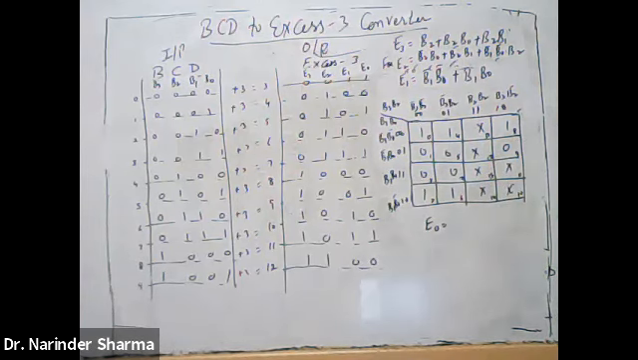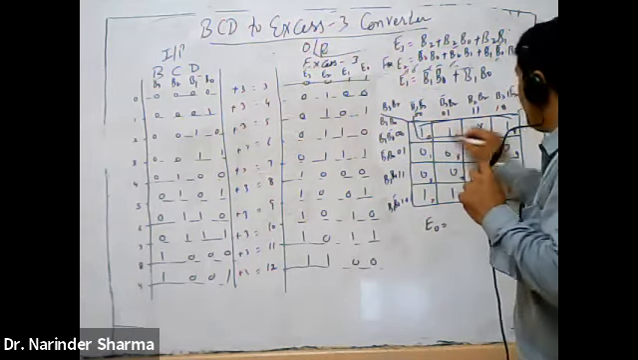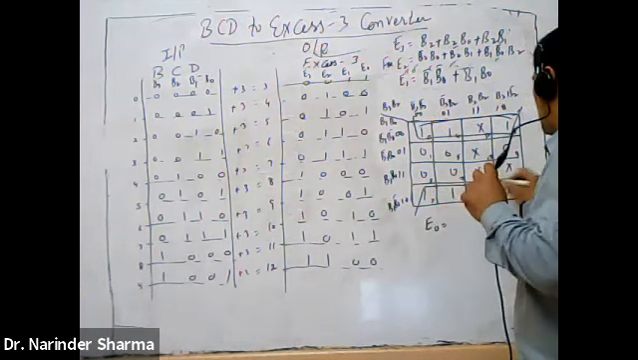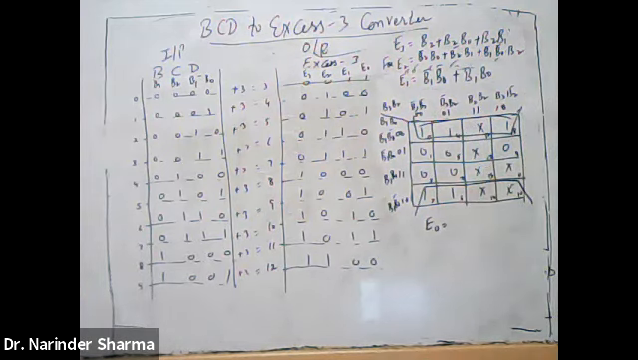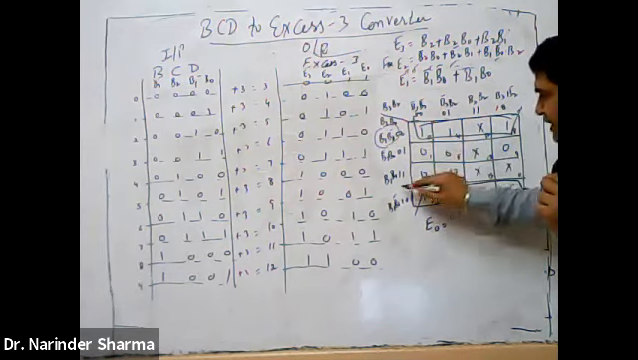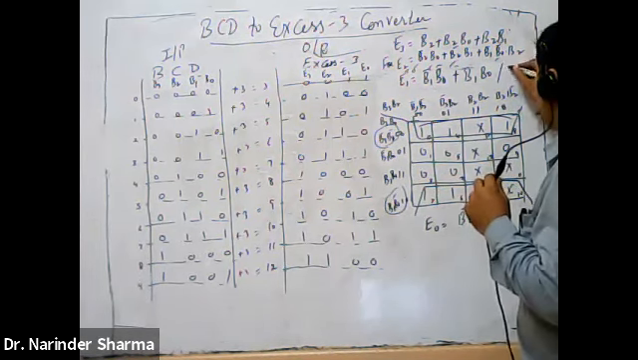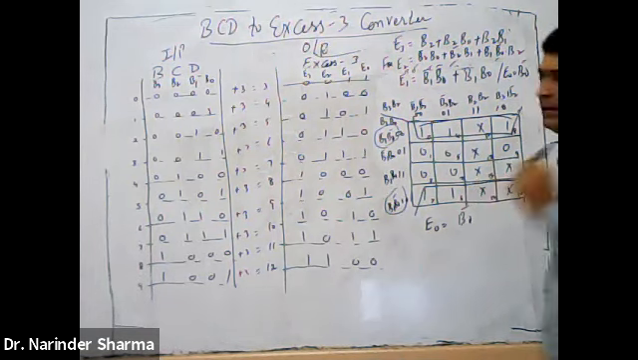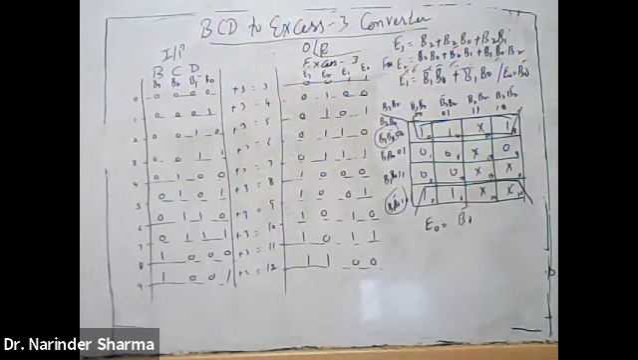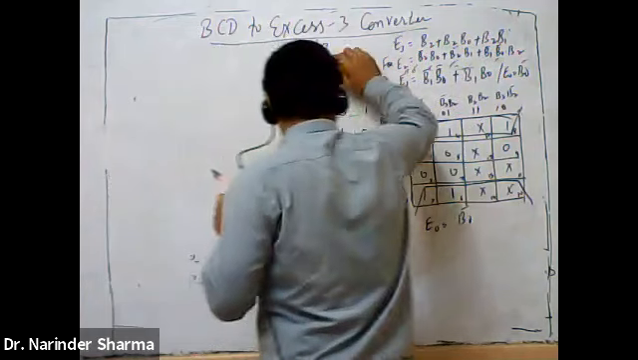Now you have to pursue for its grouping. This would be octet. This would be octet. And horizontal it will get striked out. What is common in between these two? This one and this one, you will get B0 bar. So here you will get E0 is equal to B0 bar. We have derived the expression. Now we will design the circuit for it.